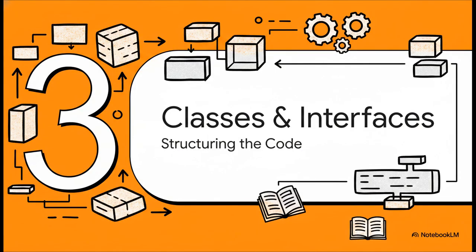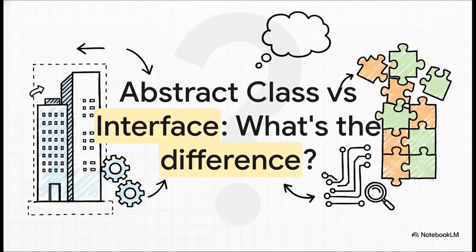All right, let's hit Section 3, classes, interfaces, and modifiers. This is all about structuring the code. Here's a question you're almost guaranteed to hear. What's the difference between an abstract class and an interface?